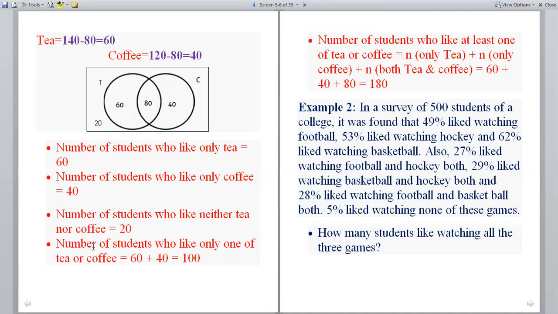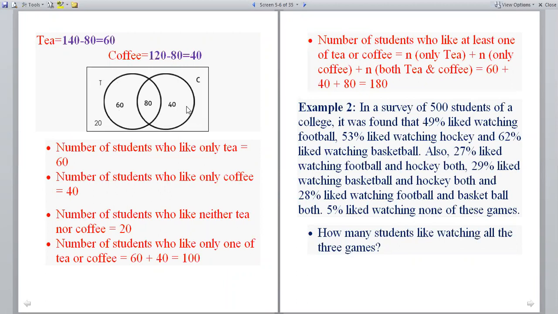Number of students who like only one of the tea or coffee. See, only one means you have to look for only tea and only coffee. Or means plus. So only tea is 60, only coffee 40, 60 plus 40, 100. But if they ask you the number of students who like at least one of tea or coffee, at least one means greater than or equal to one, means either tea or coffee or both also. So in fact, that would be the total of these three numbers, 60 plus 80 plus 40. So that would be 180.